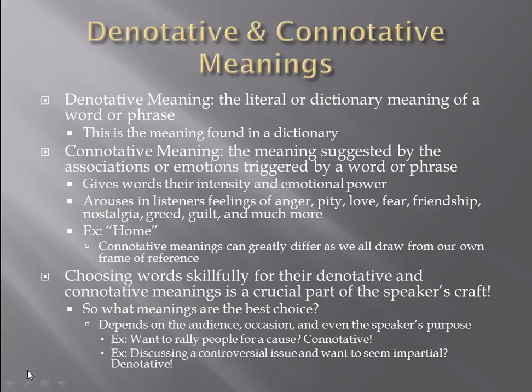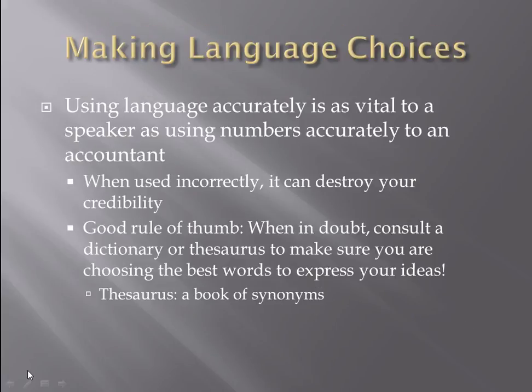Well, generally in that case, we would want to use connotative meanings because if we're rallying people, we want to stir their emotions and we really want to get them thinking about things from an emotional standpoint. So we're going to use connotative meanings there. But if we're discussing a controversial issue and we want to seem really impartial on it, then we're probably going to use denotative meanings because we don't want to rouse emotions when we're wanting to seem impartial. So it really does just depend on the audience, the occasion, and even the speaker's purpose.